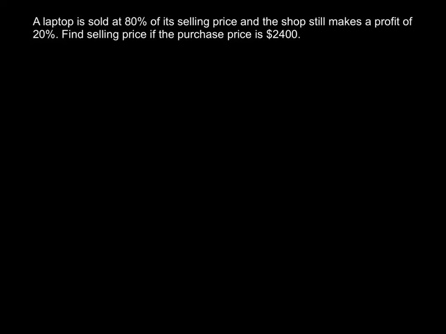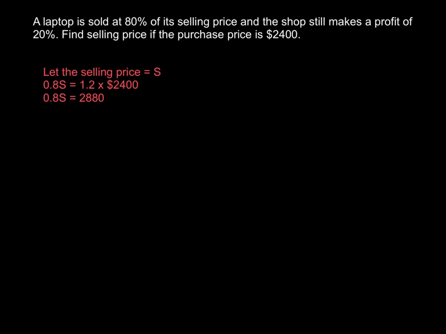A laptop is sold at 80% of its selling price, and the shop still makes a profit of 20%. Find the selling price if the purchase price is $2,400. If we let the selling price equal S, we know that we've got 80% of the selling price, or 0.8, and that's equal to a profit of 20%, which is 1.2, or 100 plus 20%.